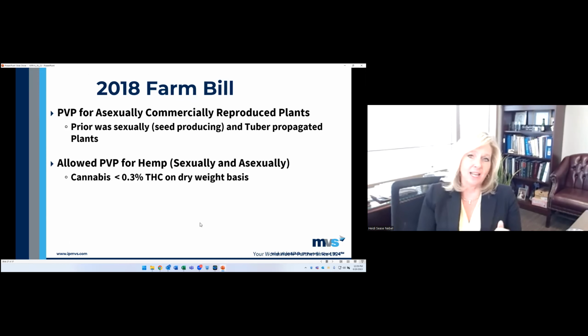So the 2018 Farm Bill expanded PVP protection, and it started to allow PVPs for asexually and commercially reproduced plants. Before, it had only been available for sexually reproduced plants. So now we have it for asexually reproduced plants. And the 2018 Farm Bill also allowed PVPs to be issued for hemp, which is cannabis that has less than 0.3% THC.